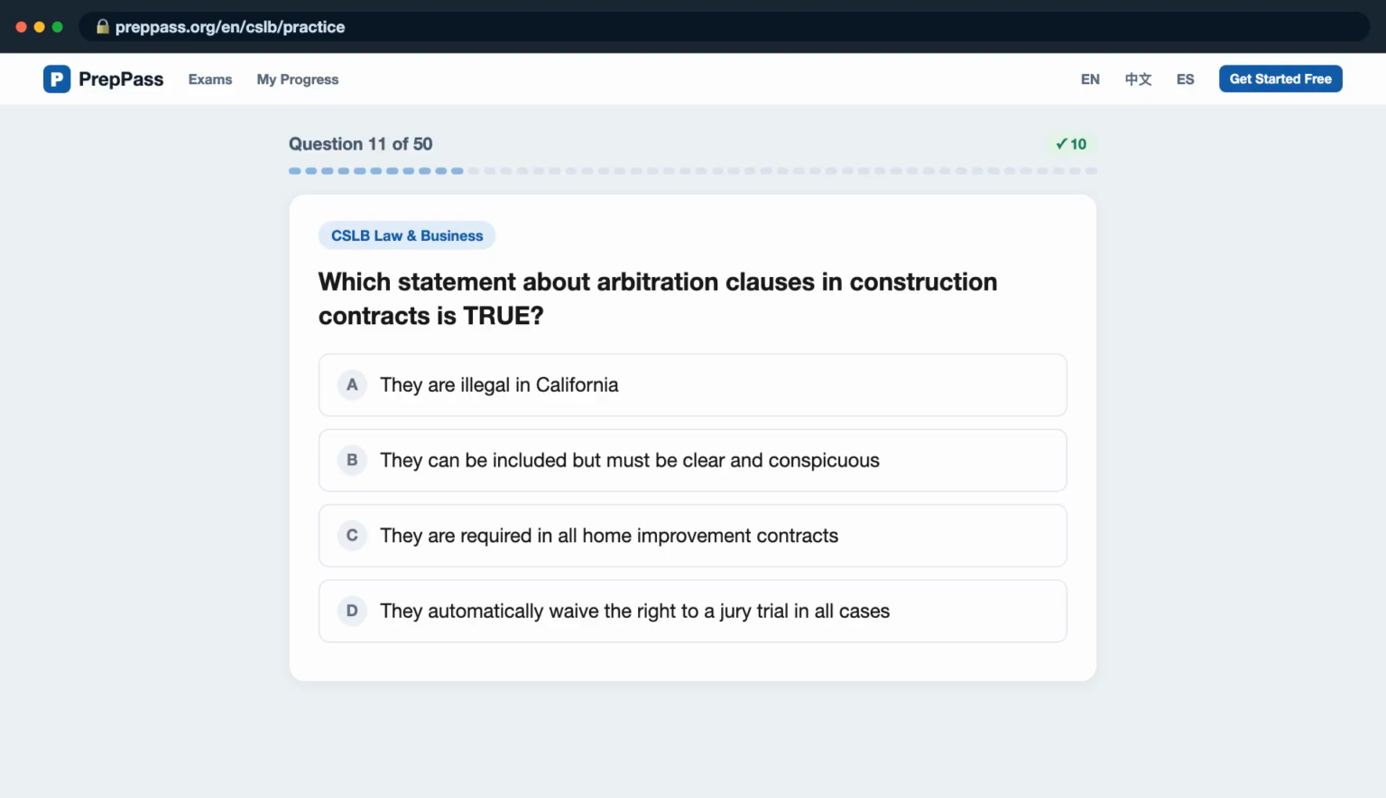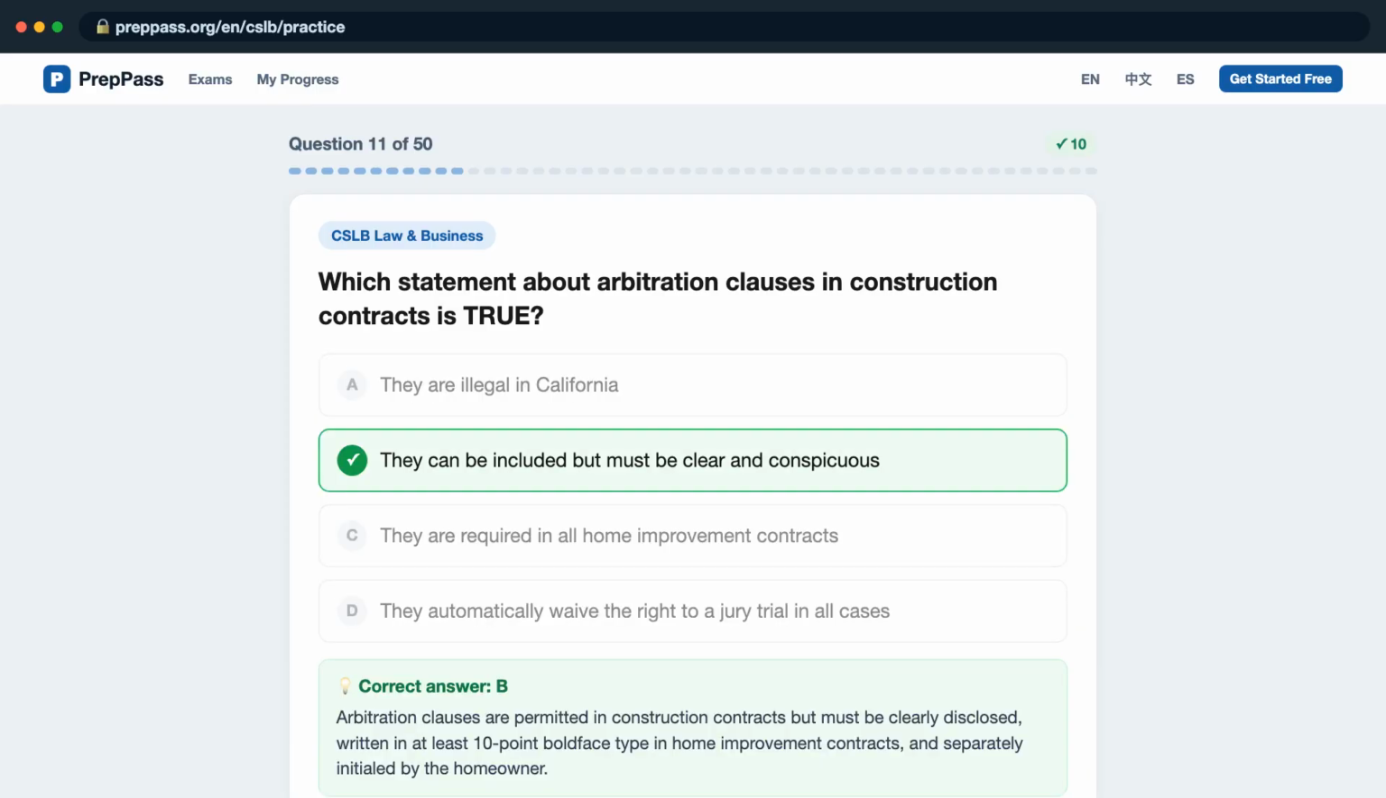Question 11. Which statement about arbitration clauses in construction contracts is true? Is it A, they are illegal in California? B, they can be included but must be clear and conspicuous? C, they are required in all home improvement contracts? D, they automatically waive the right to a jury trial in all cases? The correct answer is B.